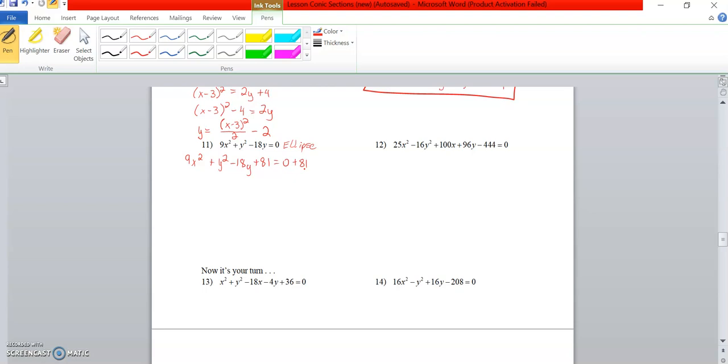And again, I could have gone through completing the square for this 9x squared. What you would do is you would write it out as 9x squared plus 0x. And then if you complete the square, you'd say plus half of 0 squared, and it ends up being completely useless. So we're just going to continue on. We're going to say 9x squared plus, now this is a perfect square, so that's y minus 9 quantity squared, and that equals 81.